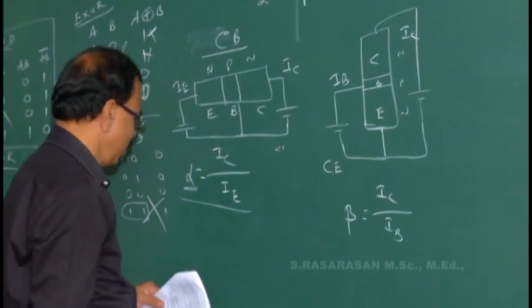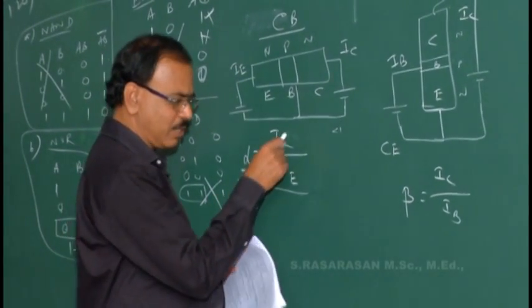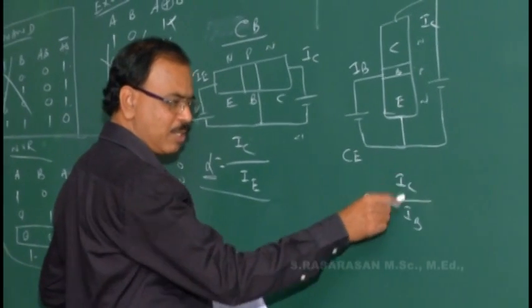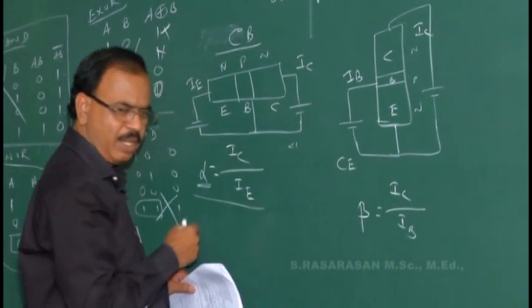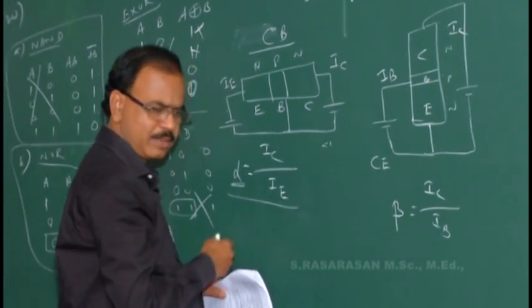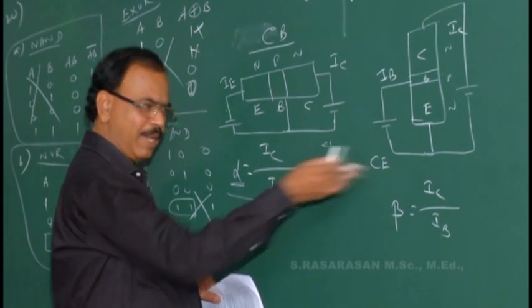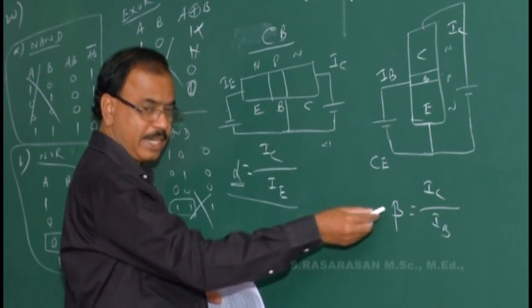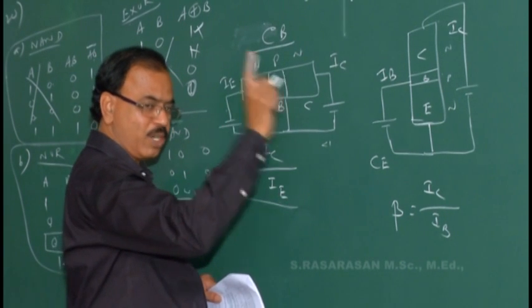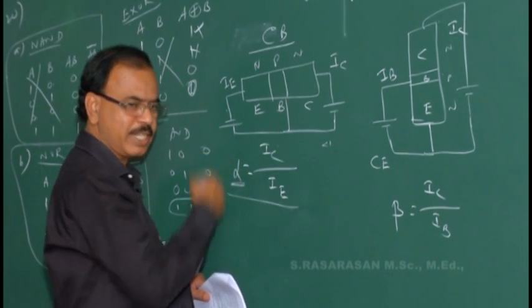Good. So current gain alpha equals IC by IE, and current gain beta equals IC by IB. It is in between or more than 300, a high value. That's why current gain is high in common emitter. We prefer only common emitter over common base. This is less than 1.